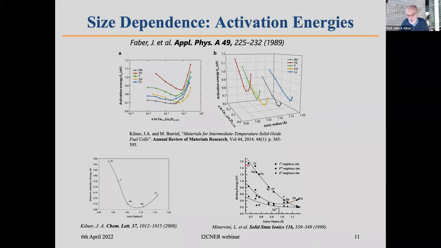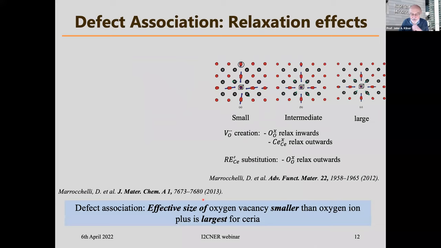So that was a beginning to understand why this minimum occurs with regard to the ionic radius or the ionic size, but I was still interested in what happened with the relaxations around these substitutional ions. And at I²CNER, I met up with Sean Bishop, who was working on chemical expansion. And he was working with Dario Marichelli, doing some MD and lattice dynamics, molecular dynamics.